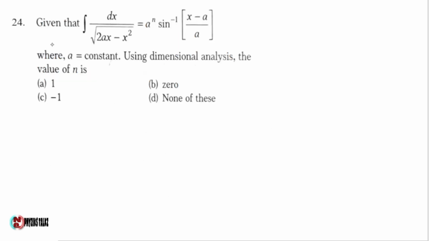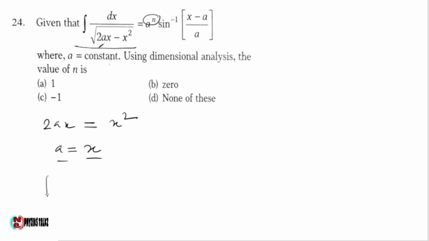Next question. Here is an integration. We have to find the values of n. Now we have to find the dimensional formula of x first. Now here 2ax has the equal dimension as x square. Now a is similar to x, or a and x have the same dimensional formula.